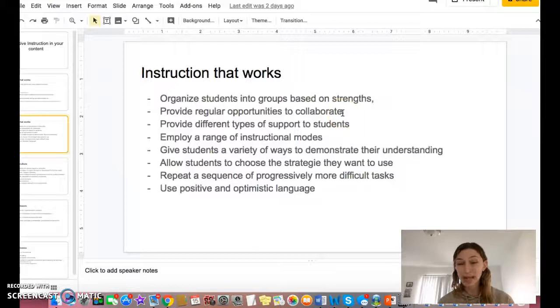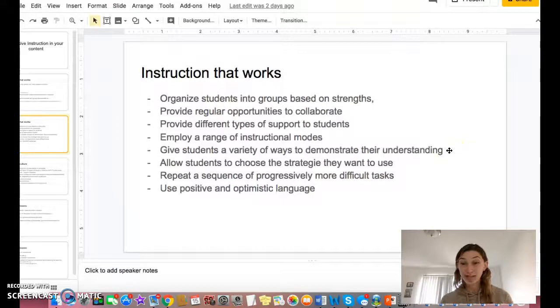Provide regular opportunities to collaborate. This is great because students will not only gain information from lectures, so it gives them the opportunity to work with others to understand the material. Provide different types of support to students. There is a variety of students with IEPs, so it's important to teach in multiple different ways to reach students who may not learn the traditional way. And give students a variety of ways to demonstrate their understanding.